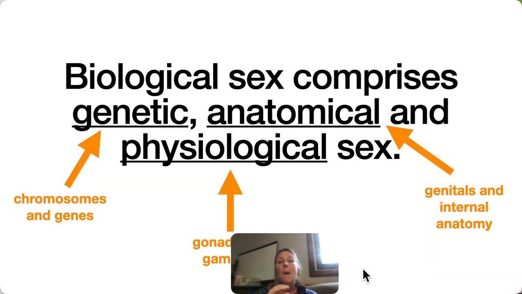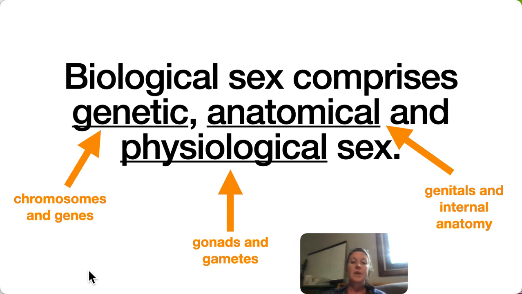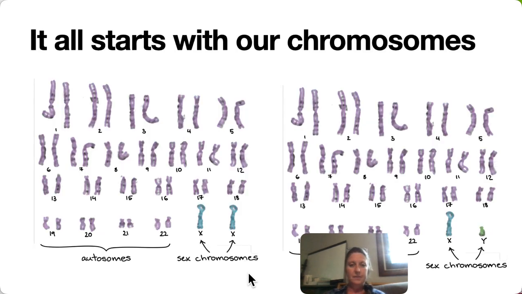Our biological sex actually comprises three things. Our genetic sex, which means we're looking at the chromosomes and the genes that we have. Our anatomical sex, which means we're looking at the genitals and the internal anatomy. And our physiological sex: what gonads we have, whether we have testes or ovaries, and whether we're producing sperm or eggs. That's a lot of things to consider when you identify someone's biological sex, much more complex than just looking at the genitals.